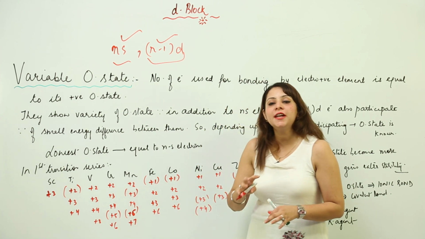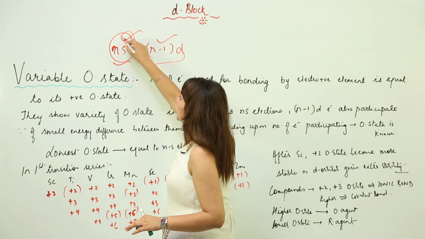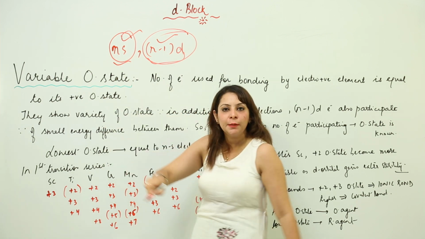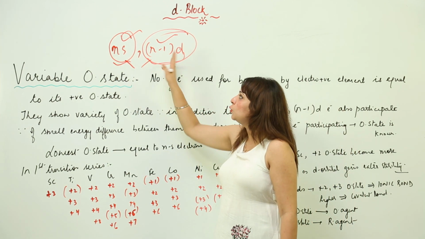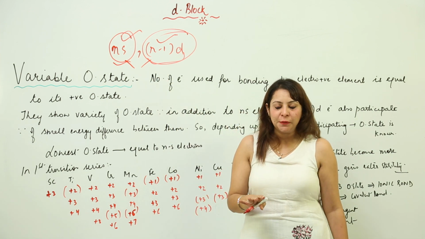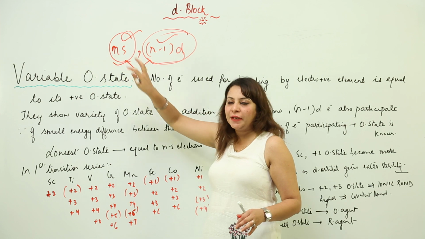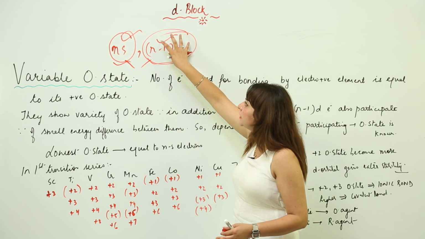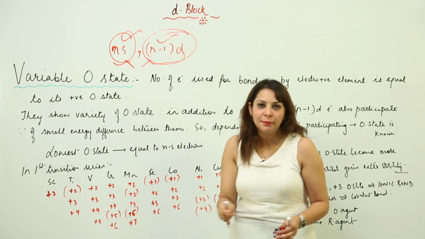So that means whenever there is a bond formation, there can be participation of the s electrons and also of the n-1d electrons. So these two shells' electrons can actually participate. But what we see is that sometimes only the s ones are participating, and in a few, both of the electrons are participating.